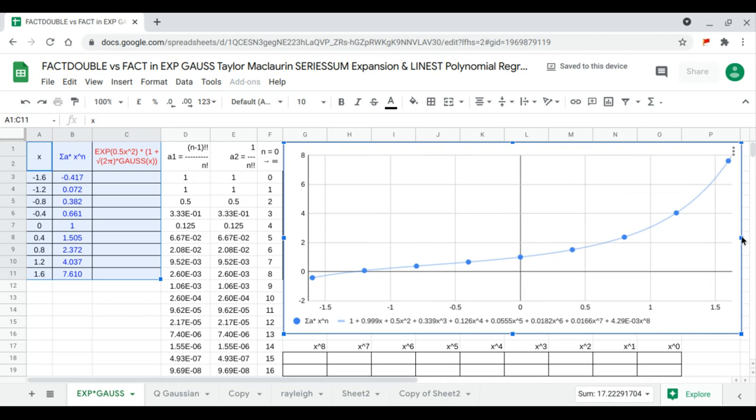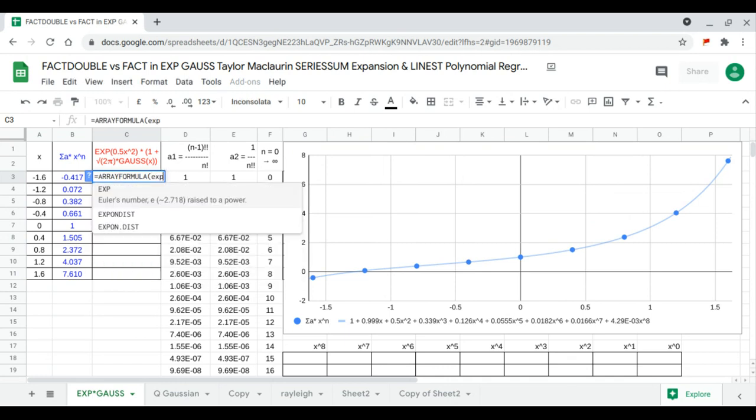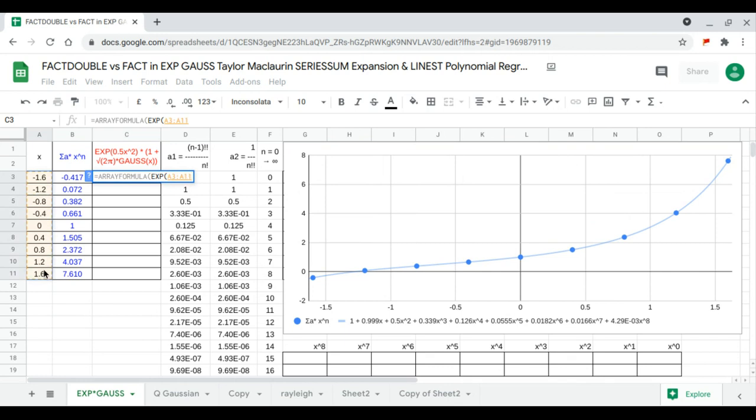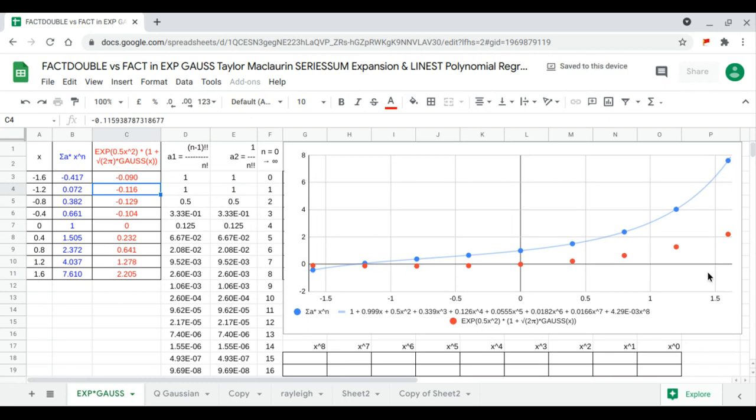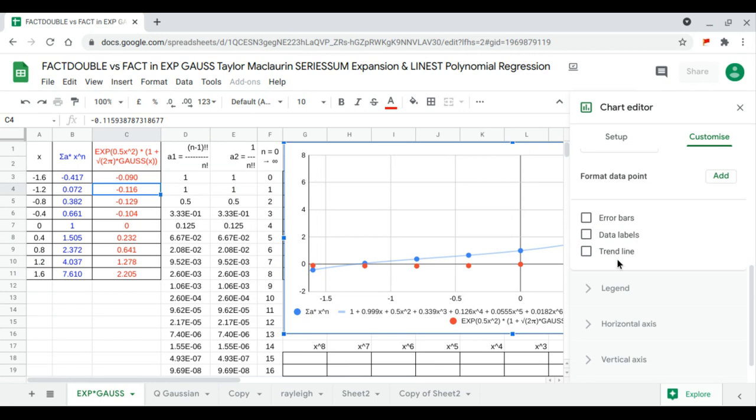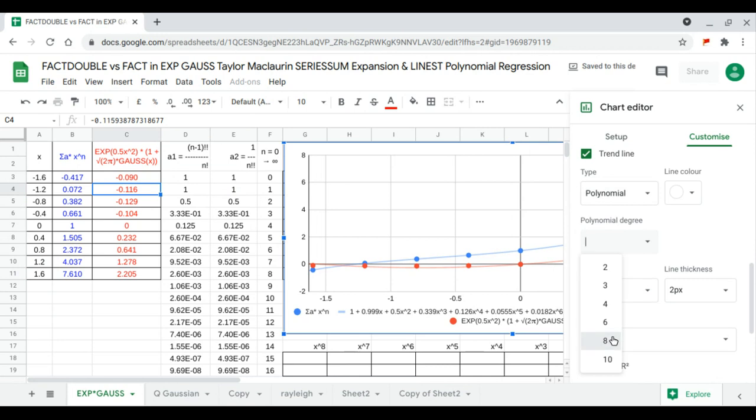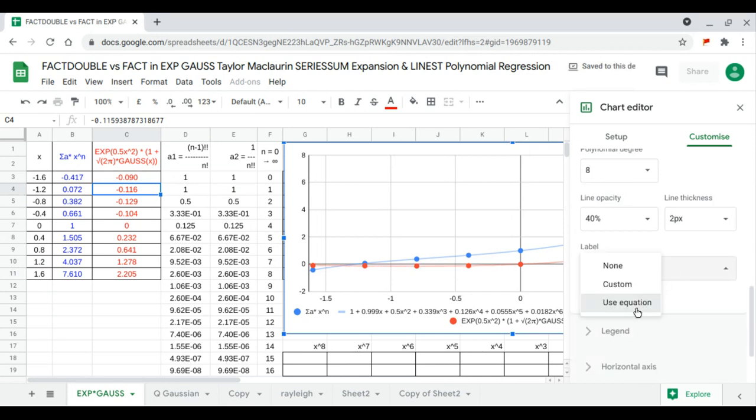So we continue with the function itself, which is array formula. And it contains the exponent, so exponent x times Gauss of x values. We need the polynomial of this and the trend line. So edit chart, customize series, trend line, polynomial to the 8th degree, and the label, use equation.